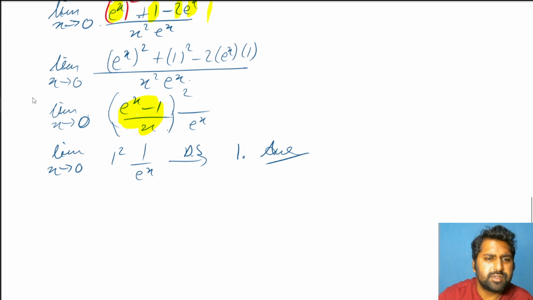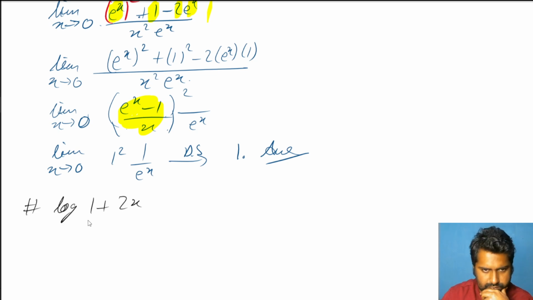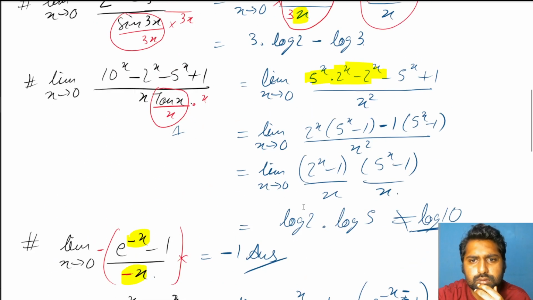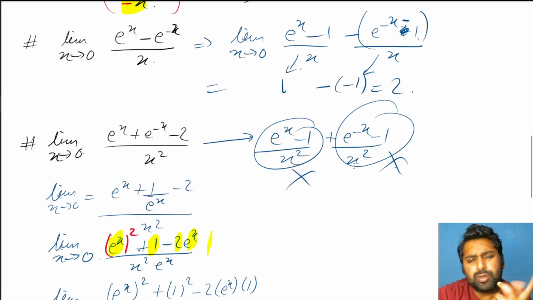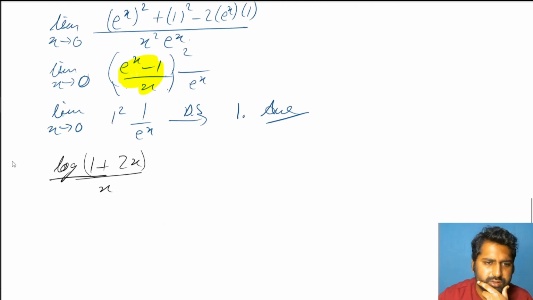So for log also, let me show you a few examples. Suppose you get log of 1 plus 2x, upon x, and the question is limit x tends to 0. What is the identity that I wrote? Log 1 plus x. Again, you write 1 plus x or x plus 1, it is the same thing. So don't get confused with the order of the numbers. Limit x is tending to 0.